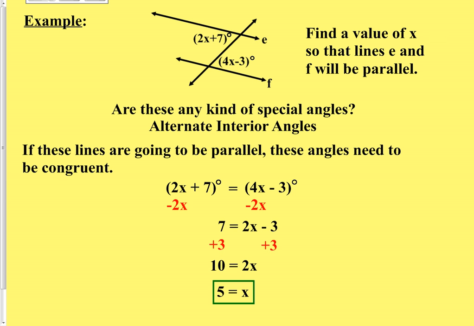Okay, so you can see this is very similar to the math that we were doing before. It's just a different direction that it's being used in, and that's very similar to the way the converses of many of our theorems are going to work throughout the year.